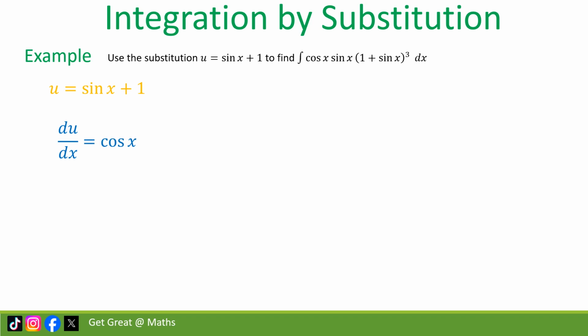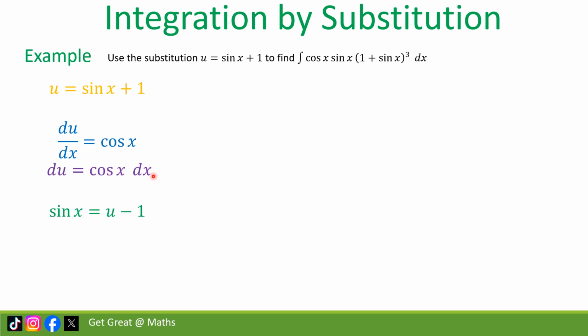Now I need to rearrange this to get du or dx on its own. Now if we look in the question, I have got some information in this question, and I have got a cos x and I have got a dx in the question. So I'm going to rearrange this function here to get a cos x and dx on its own because the question has got a cos x and dx together. So du is the same as cos x dx.